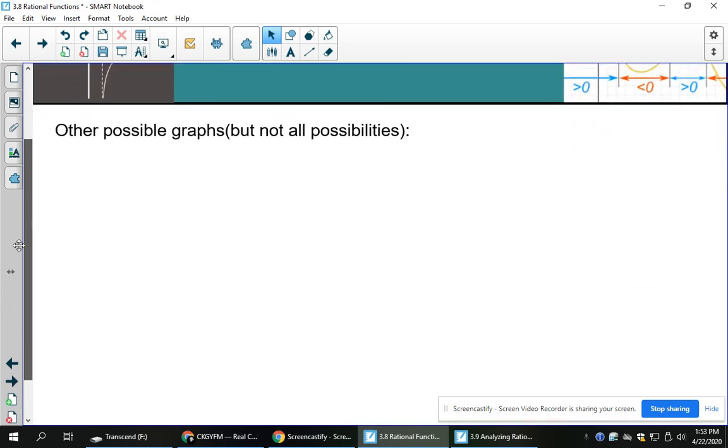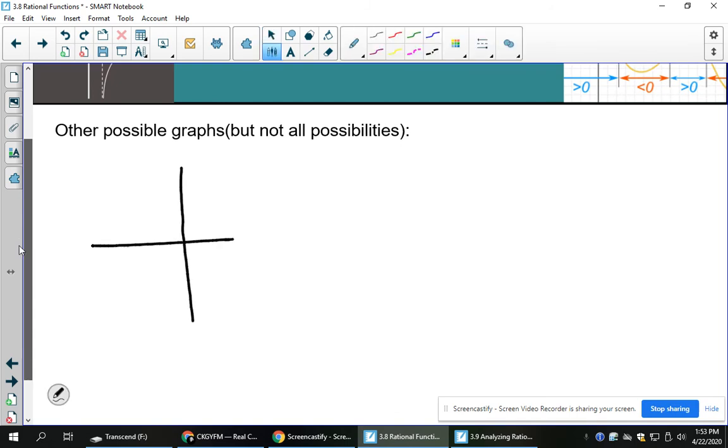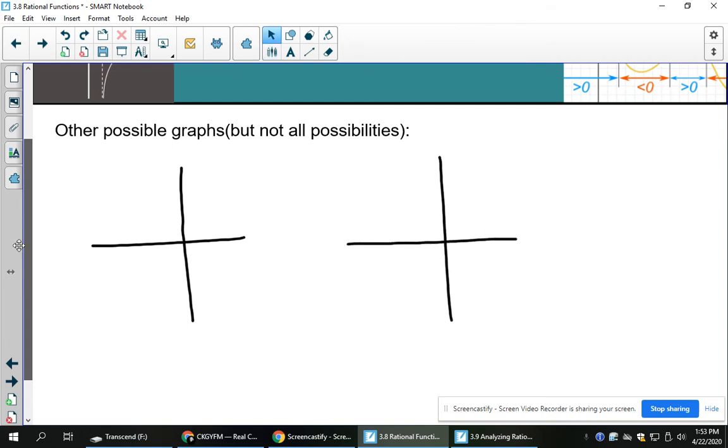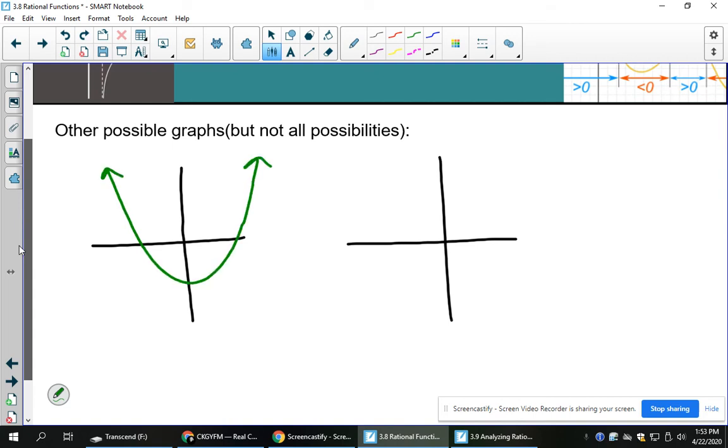Other possible graphs that I haven't given you examples of here, there's two I want us to sketch. I'm going to draw the original. So if we had a parabola that, let's say, looked like this. So this might be something like x squared minus 6x minus 9 or something like that. It's got a y-intercept below the x-axis and two x-intercepts.